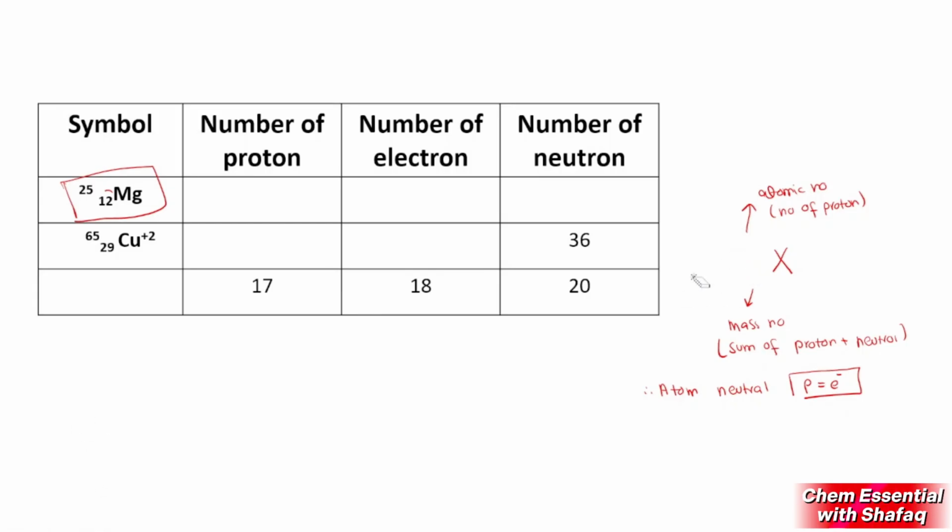Okay, the atomic number is present at the lower side, while the mass number is present on the above side. And mass number is always greater than the atomic number, because mass number is the sum of two subatomic particles, that are proton as well as neutron. So atomic number is present at the lower side, while the mass number is present on the above side.